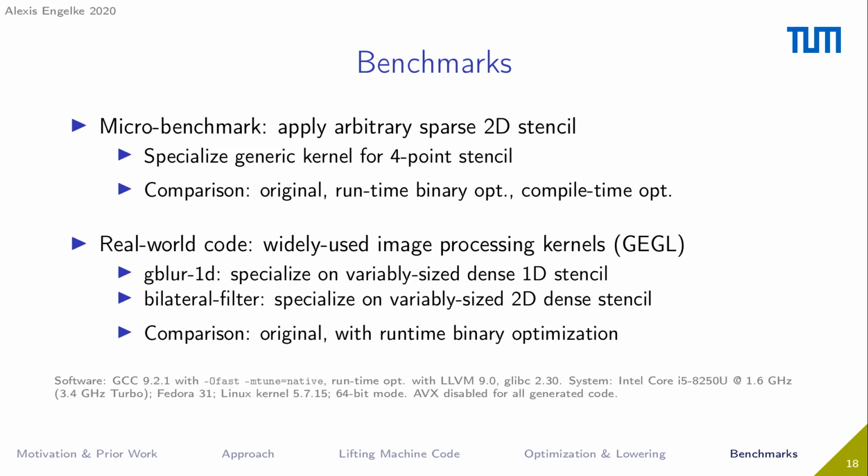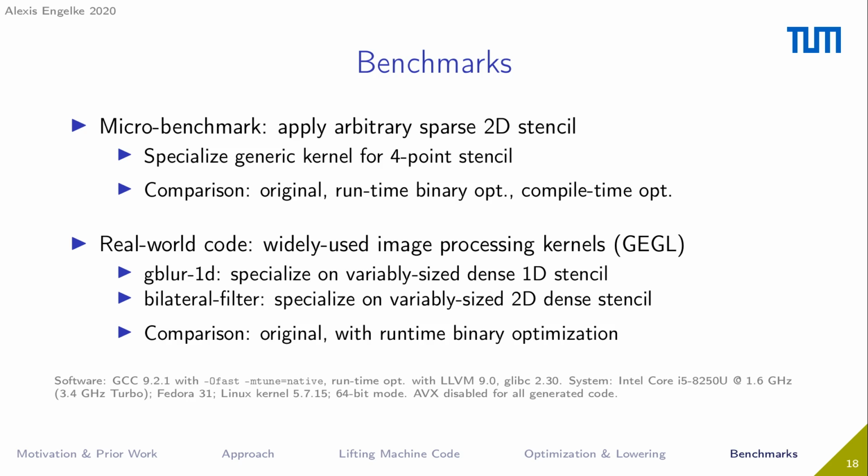The other 2 benchmarks are real-world operations from a widely used image processing library, GEGL. We took 2 kernels. The first one is a 1-dimensional Gaussian blur filter, which applies a 1D stencil to an image. The stencil size and values depend on user configuration. The second benchmark is a bilateral filter, which applies a 2-dimensional stencil to an image. Additionally, this benchmark also has a more complex handling of the edges and corners in an image.